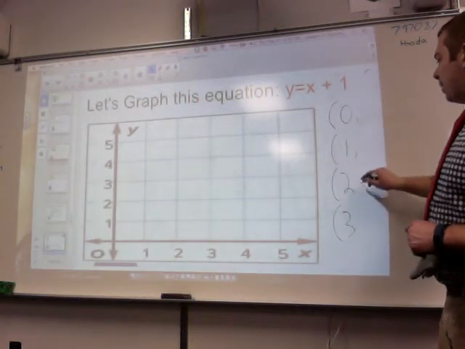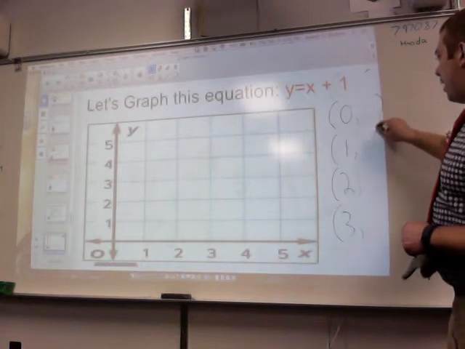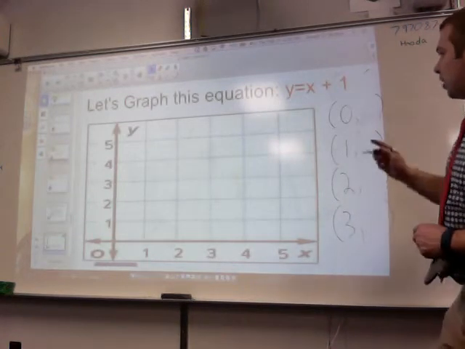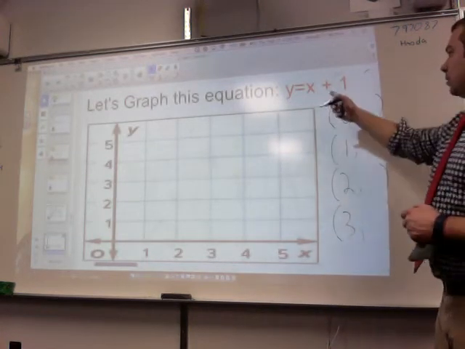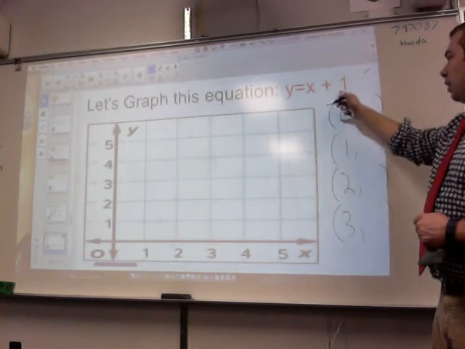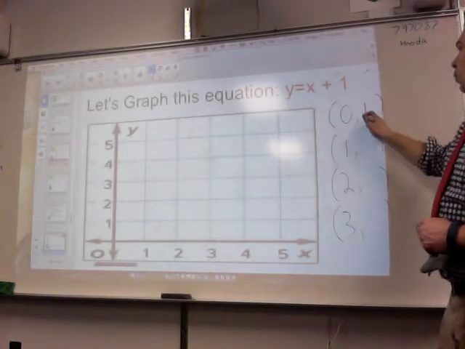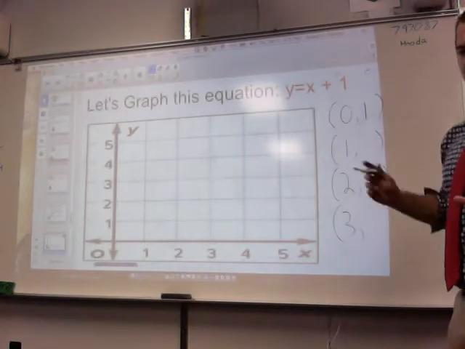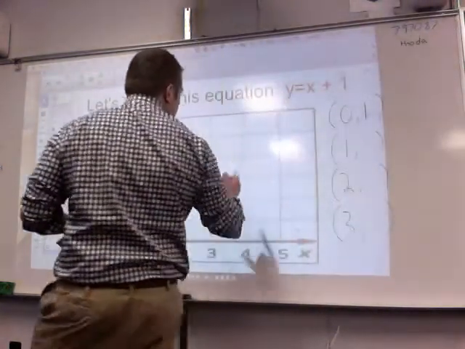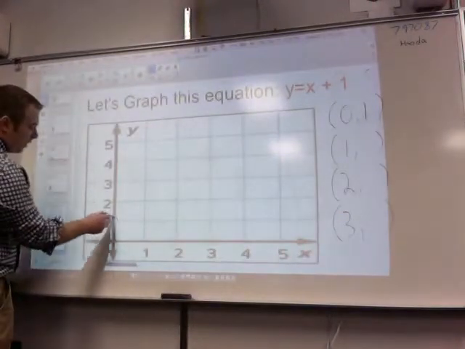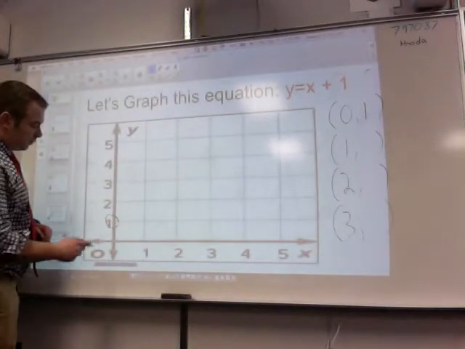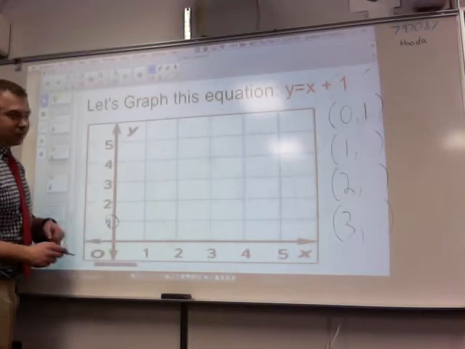Now I just have to plug in my x to get my y's. So let's start with 0. 0 plus 1 equals 1. So my y would be 1. So I'm going to plug that in. So 0, 1, my first coordinate is right there. I don't know if you can see it too well, but there it is.